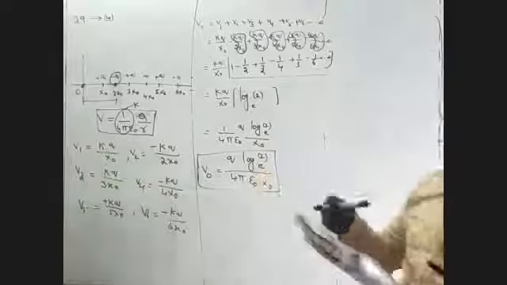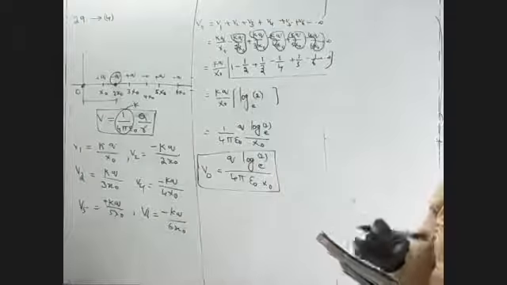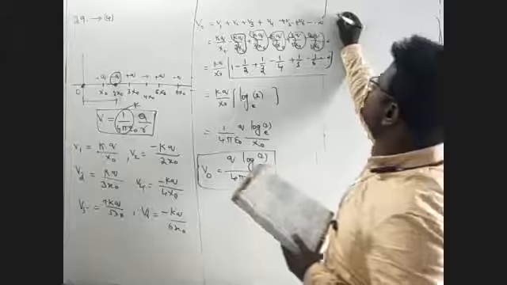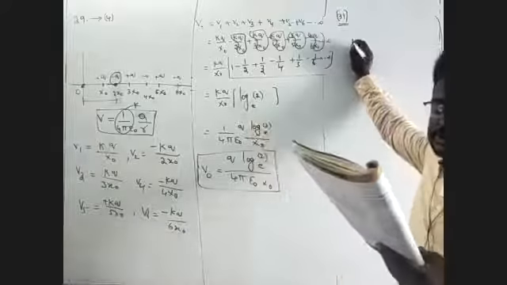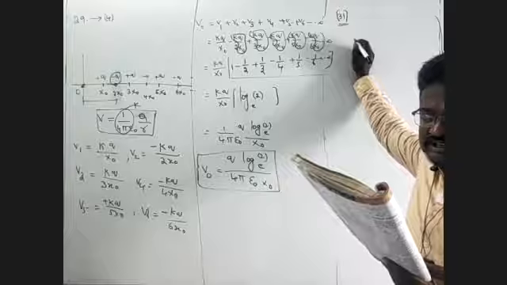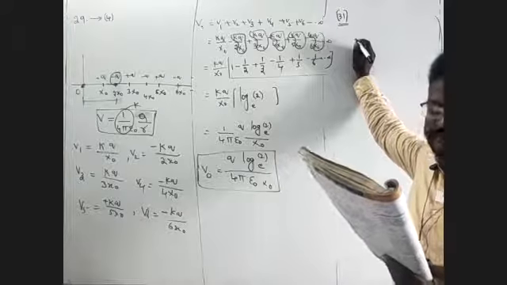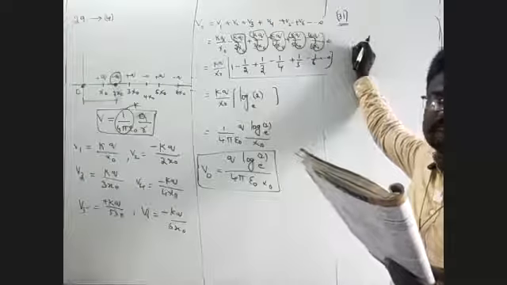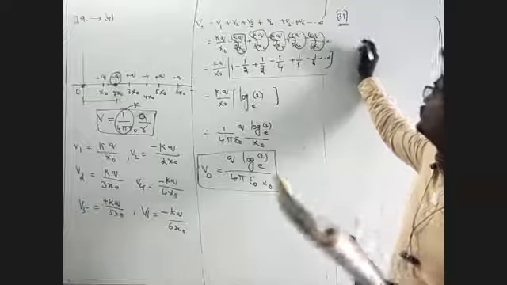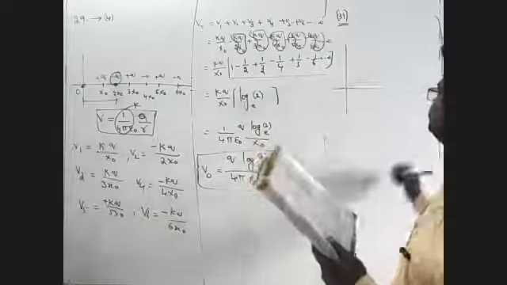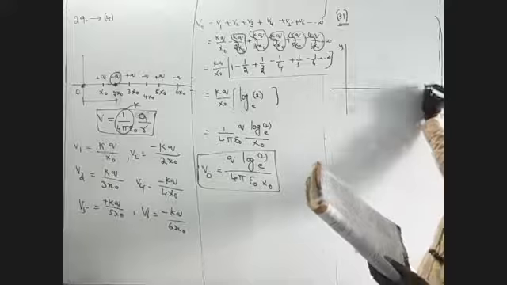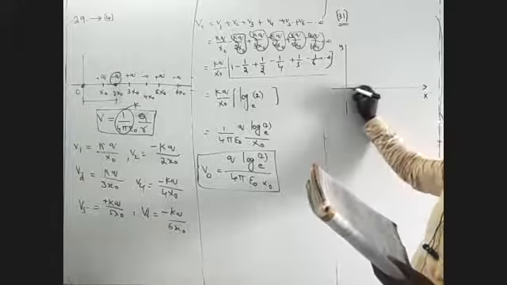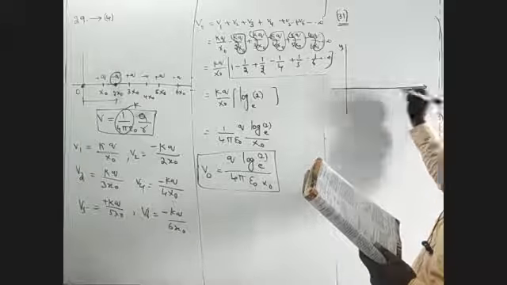Next, question number 30, I will explain later. Now I will start question number 31. Some equipotential surfaces are shown in the figure. The electric field strength is asked, given this figure, with the y-axis and the x-axis.